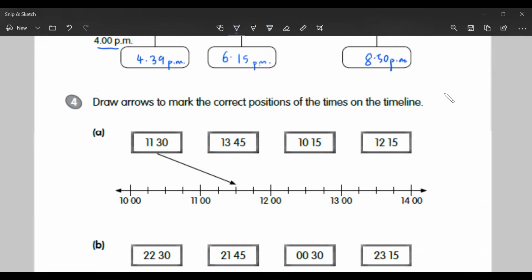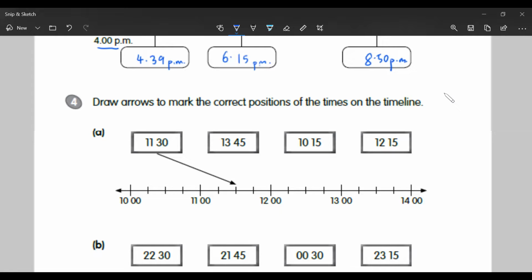Draw arrows to mark the positions on the timeline. Can you tell me what is the duration for each spacing, each interval? 15 minutes. How do you know? 15 divided by 4? Oh, I see. And Zashi, you say? Oh, 45 divided by 3. Okay, that's a good idea too.